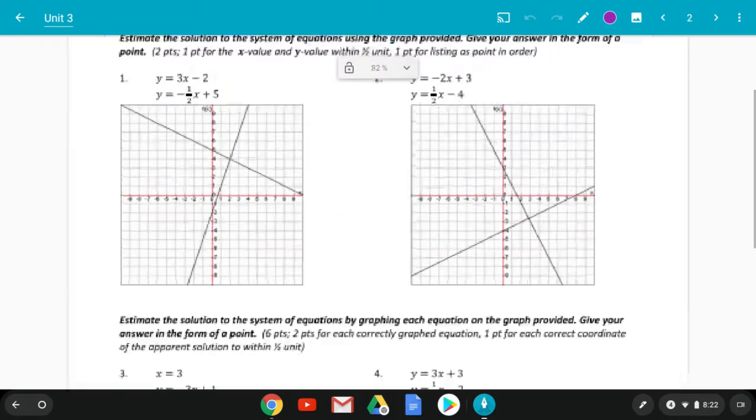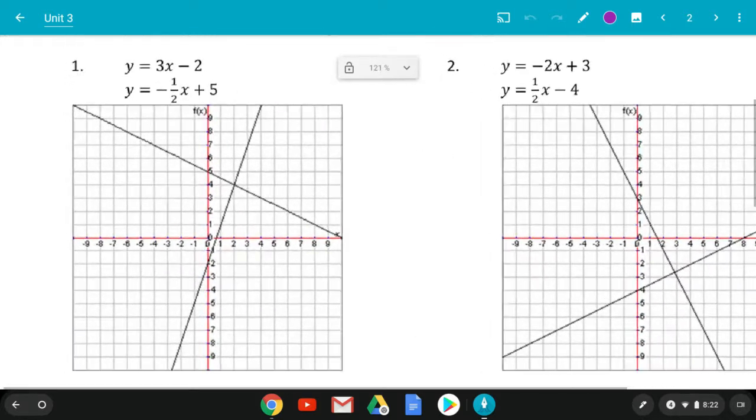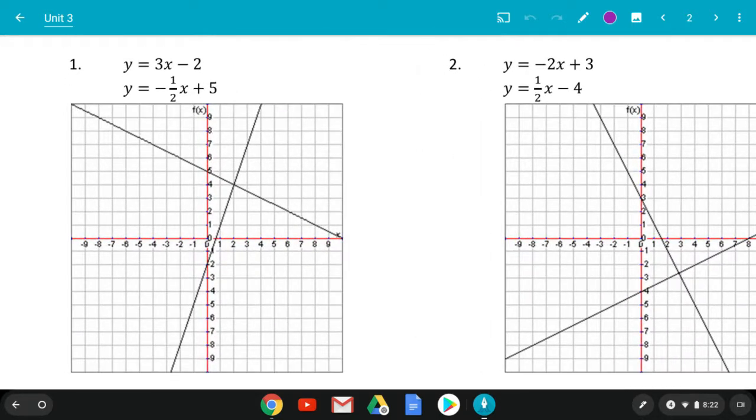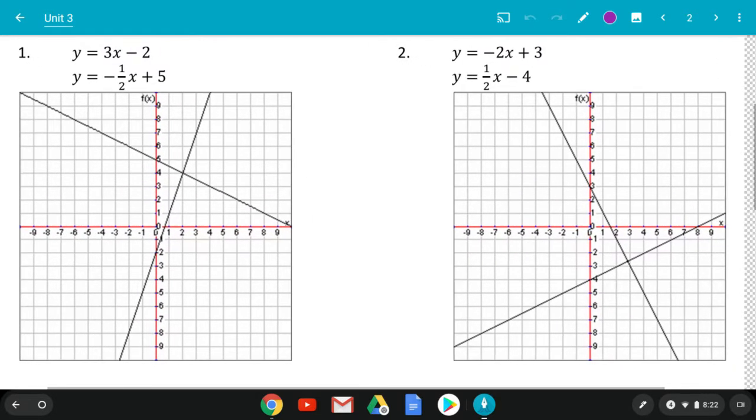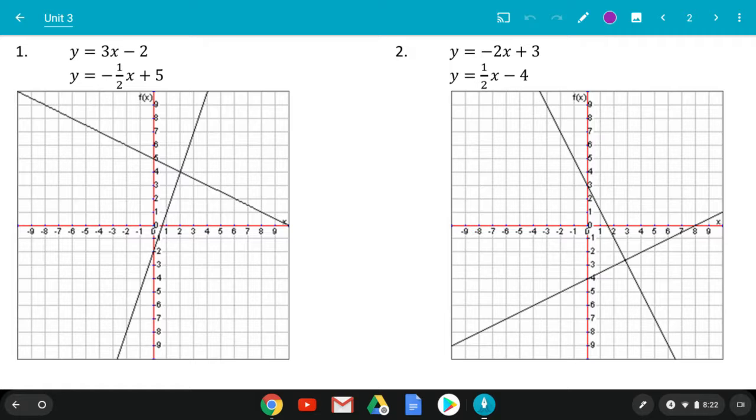Oh, here's some. I'll use these examples. Number 1 and 2 here, these particular examples, the lines are already graphed for you. So who can tell me, looking at number 1, what is the solution to this system? Blessing, sorry. 2, 4. There's the point. It's the point 2, 4.